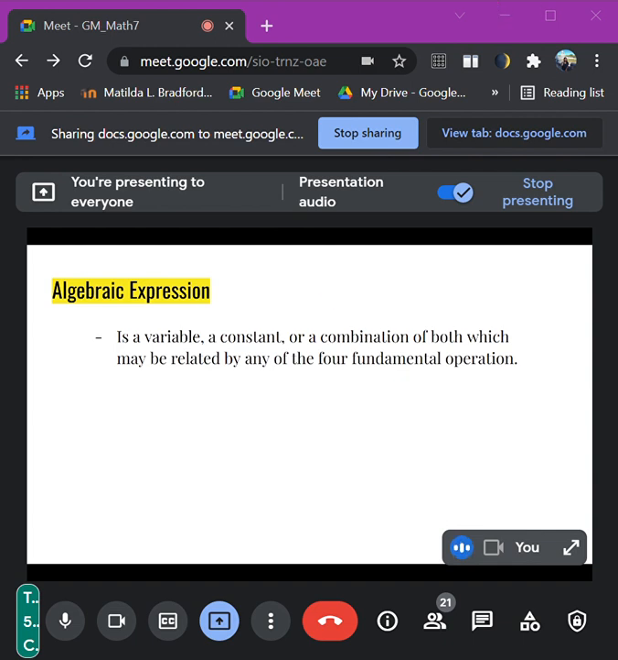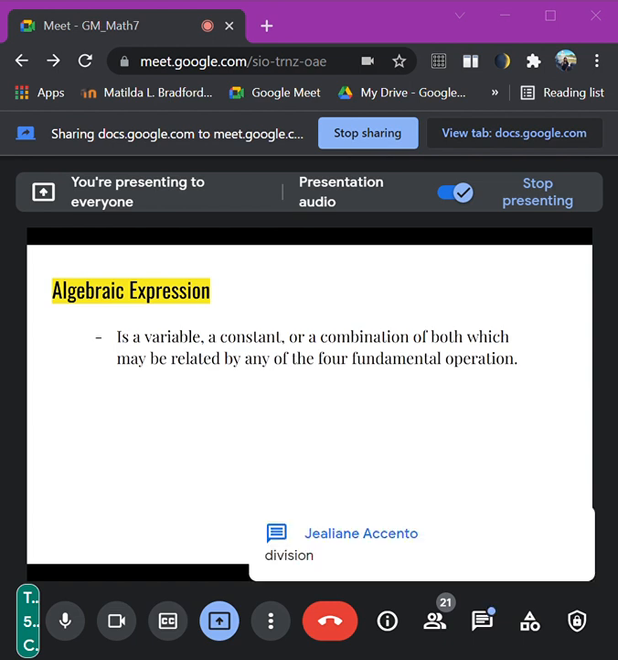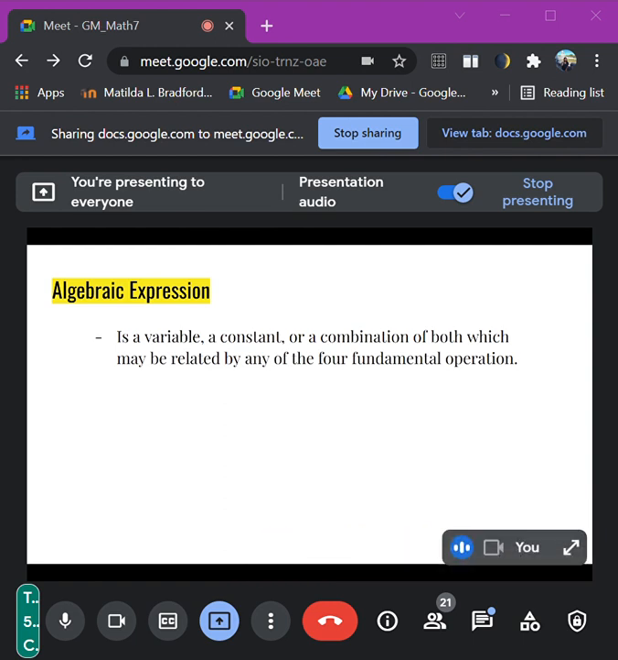And what are these four fundamental operations, class? Go ahead. What are our four fundamental operations? Addition, subtraction, multiplication, division. So as you can see, we have variables and constants, and then a combination, and they relate to our four fundamental operations.